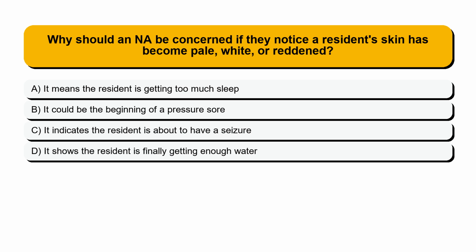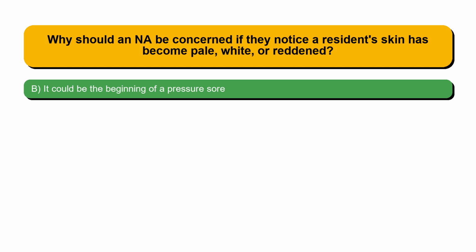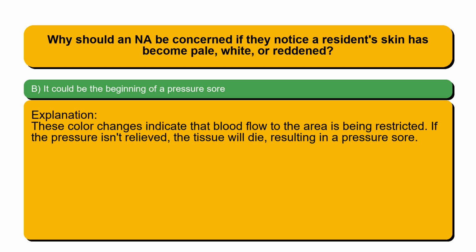Question 23. Why should a NA be concerned if they notice a resident's skin has become pale, white, or reddened? Option A. It means the resident is getting too much sleep. Option B. It could be the beginning of a pressure sore. Option C. It indicates the resident is about to have a seizure. Option D. It shows the resident is finally getting enough water. The correct answer is option B. It could be the beginning of a pressure sore. These color changes indicate that blood flow to the area is being restricted. If the pressure isn't relieved, the tissue will die, resulting in a pressure sore.